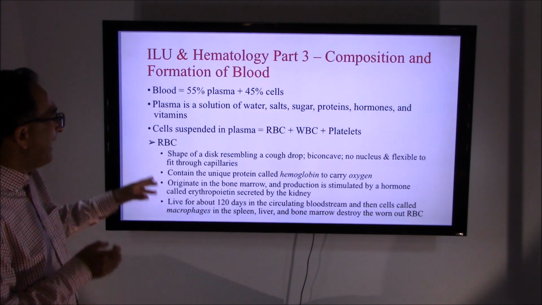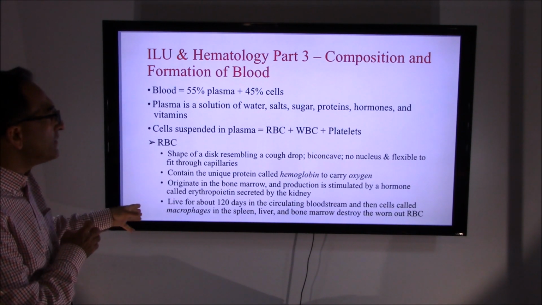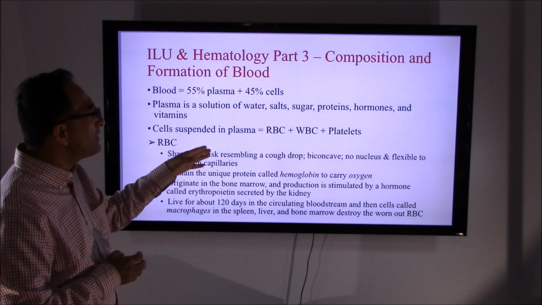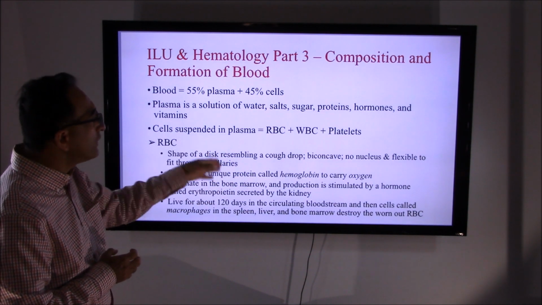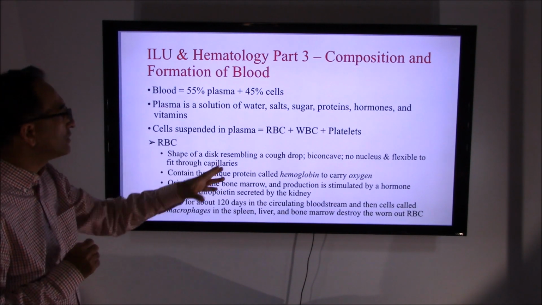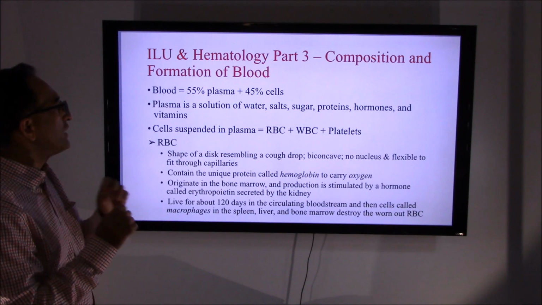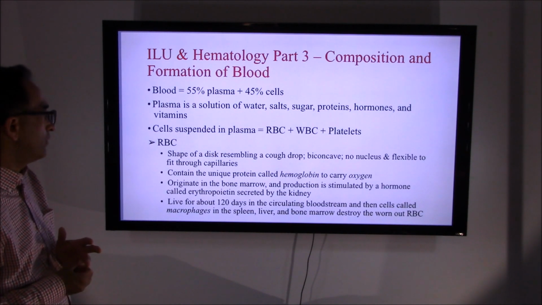in our body. And because the RBC contains the hemoglobin, the primary function of hemoglobin is to carry the oxygen throughout the body to each and every tissue that we have. Okay.